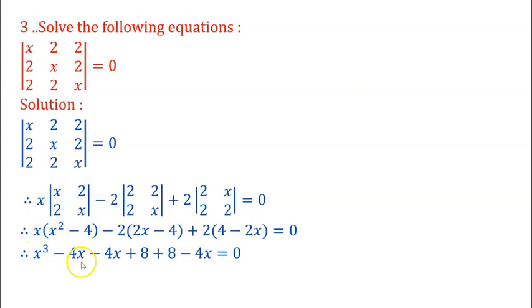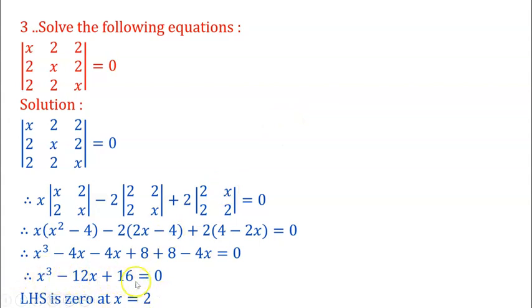x into minus 4, minus 4x, minus 2 into 2x, minus 4x, minus 2 into minus 4, plus 8, 2 into 4, 8, plus 2 into minus 2x, you will get here minus 2x, and that's equals to 0. Okay, now the next, x cube, minus 4x, minus 4x, minus 4x, minus 12x, 8 plus 8, plus 16, and that's equals to 0. Now here the LHS is 0 at x is equals to 2.